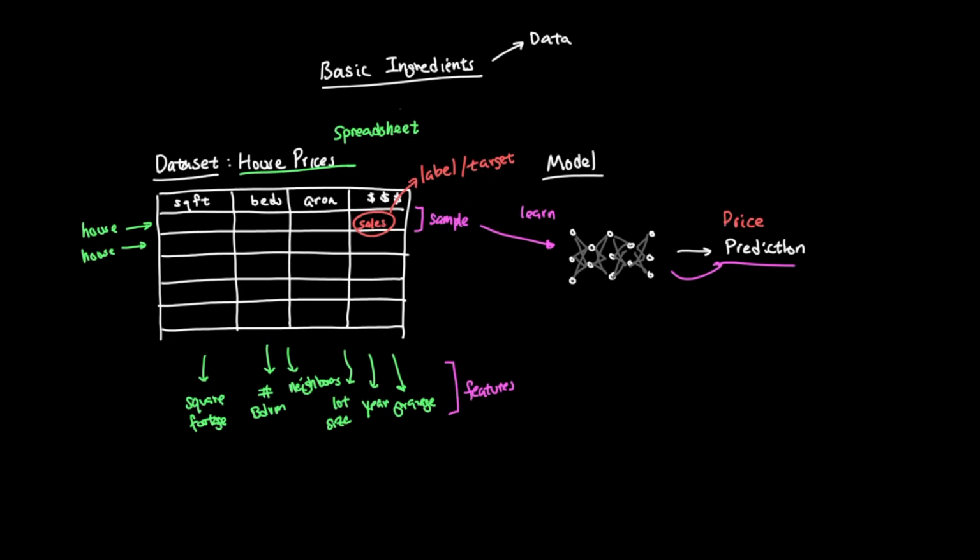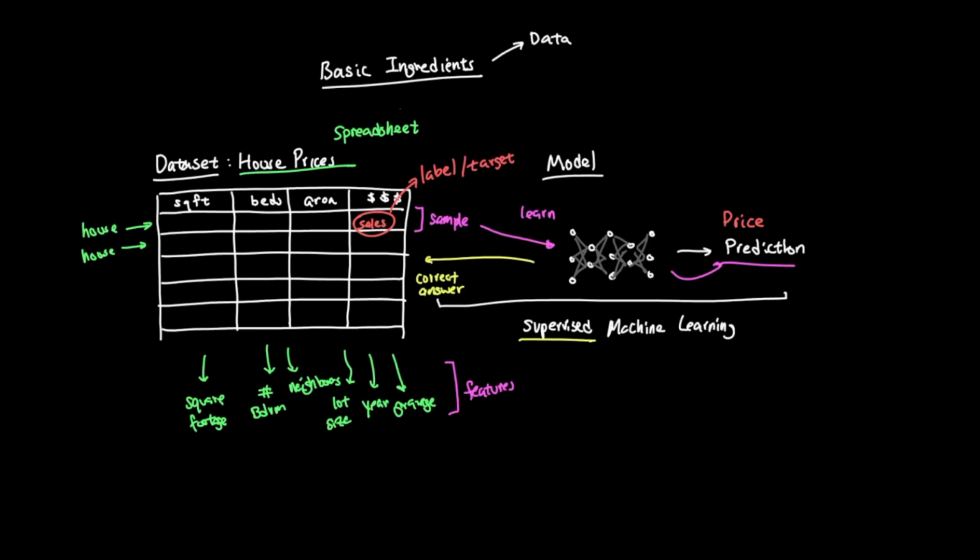So the setup is this. The model looks at the features of a house and tries to predict the label, which is the price. This is the basic structure of supervised machine learning. Supervised means the model is learning from examples where we already know the correct answer. We're basically saying, here is what the house looked like, and here is what it sold for. Now learn the pattern.